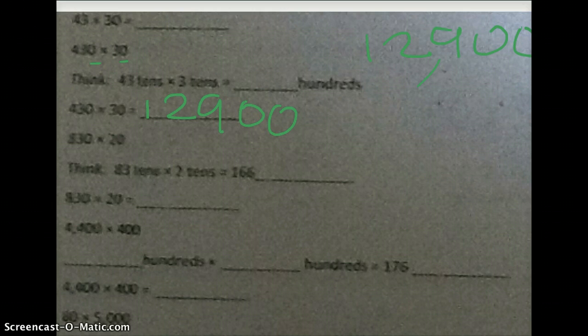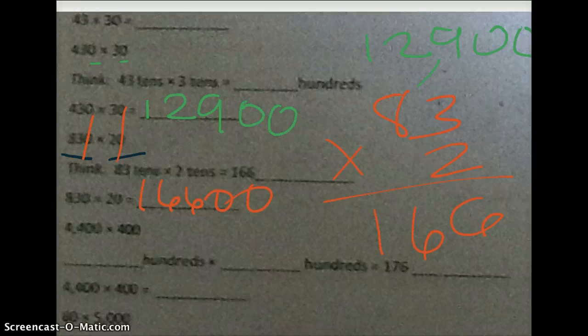The next one's 830 times 20. Now think to yourself, 830 times 20, what numbers should I multiply? Well, what I want you to do is just take off those zeros. So it should be 83 times 2 to get 166. And now, how many zeros did you take away? 2. 166 with 2 zeros is 16,600.